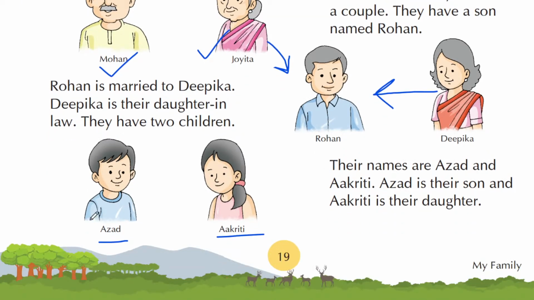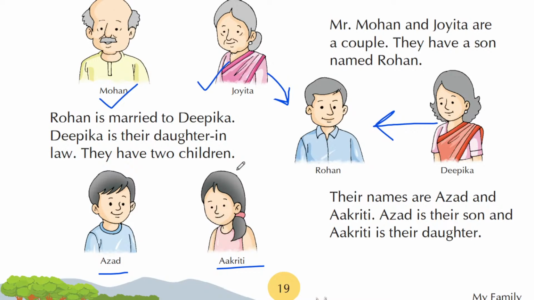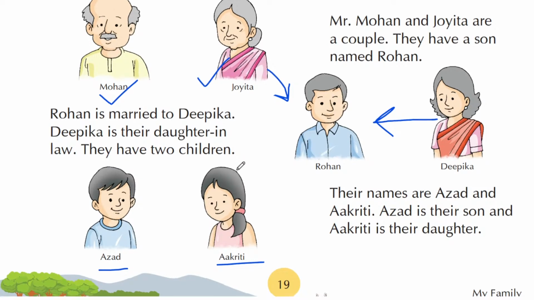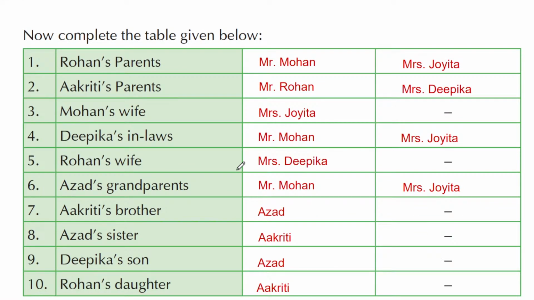Next information is Azad is the son of Rohan and Deepika. Akriti is the daughter of Rohan and Deepika. So the parents of Azad and Akriti are Rohan and Deepika. Mohan is the grandfather of Azad and Akriti. Joita is the grandmother of Azad and Akriti. So you have to keep this information in your mind in order to solve the chart given here. You have to complete the table given below.